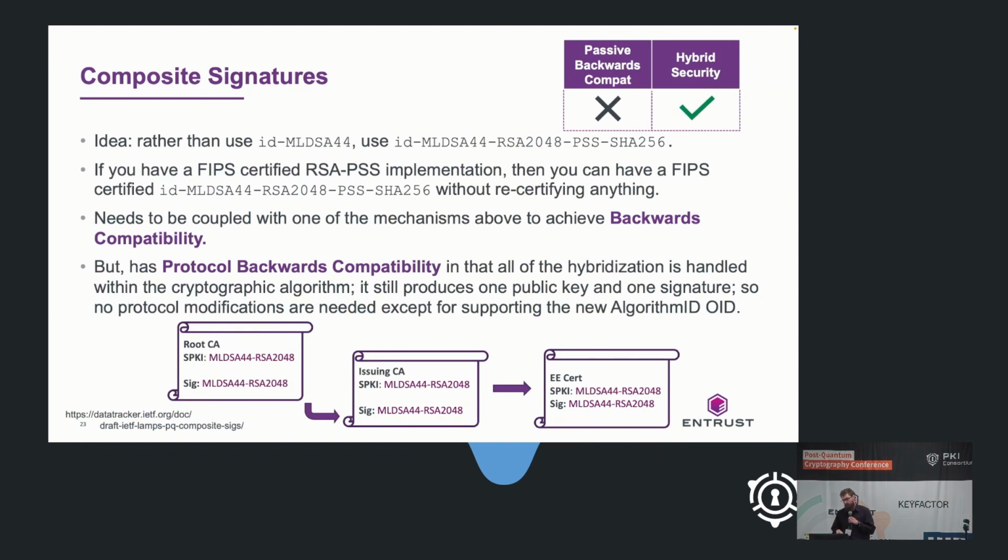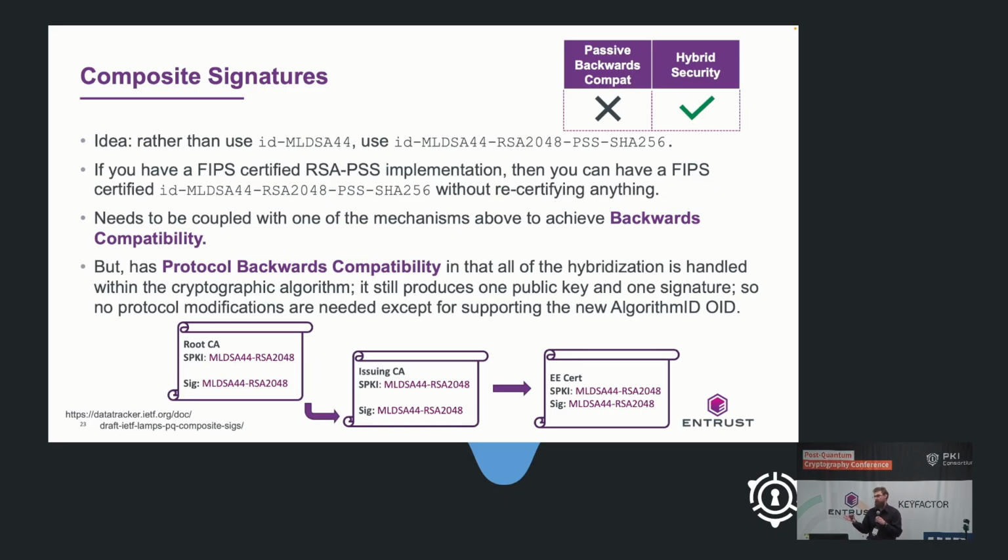And it gives you strong hybrid security, and that's great. It doesn't have backwards compatibility in the sense that old things can parse these without blowing up. Old things that try and parse these will in fact blow up. So it needs to be coupled with one of the mechanisms above. You can do one of the things we mentioned above with a composite to achieve backwards compatibility.